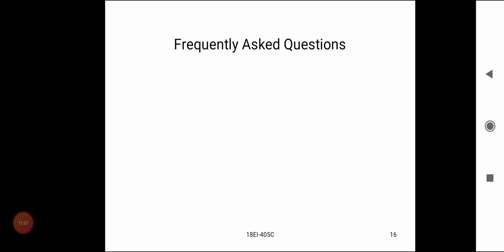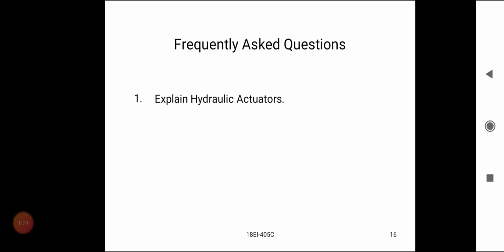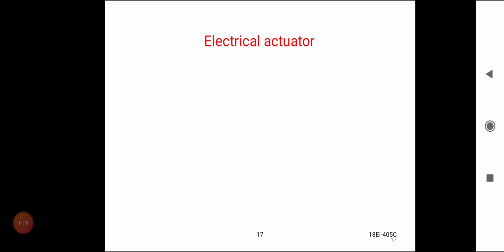The frequently asked questions from this topic: Explain hydraulic actuator. List the applications of hydraulic actuator.